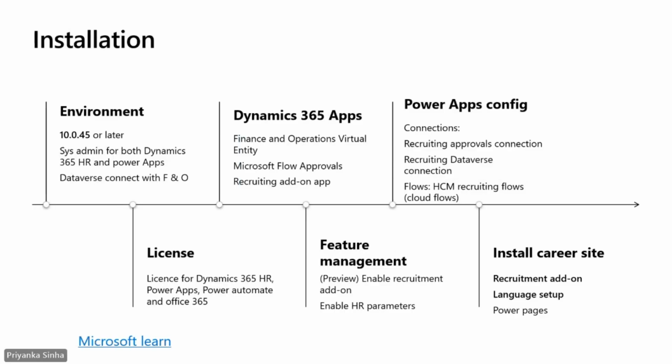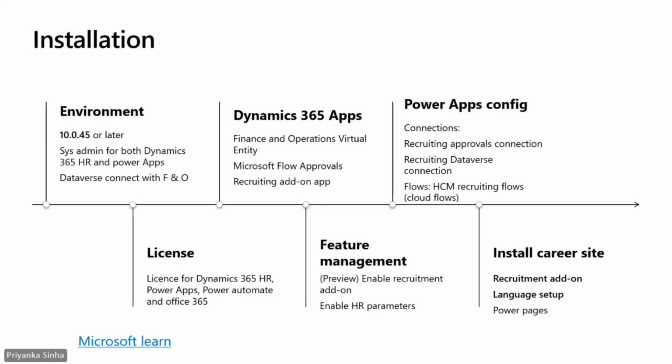But talking about how you can install this recruitment add-on, there are certain steps and they are in a sequence. As I said, you should have all the prerequisites met in terms of the environment. You need to have all the license considerations. You need to have all the apps installed in your Power Platform Admin Center, starting from virtual entity to the flow approvals to the recruitment add-on app, which you will get there.